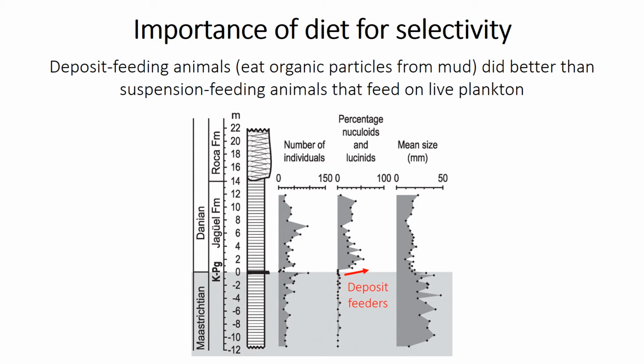It's a site in Argentina, and if you look at the middle column there, these deposit-feeding clams tend to be pretty rare before the extinction in the Cretaceous, and then as soon as the extinction happens, right after it, they all of a sudden become more abundant. So obviously this feeding strategy they have is serving them quite well after this extinction.